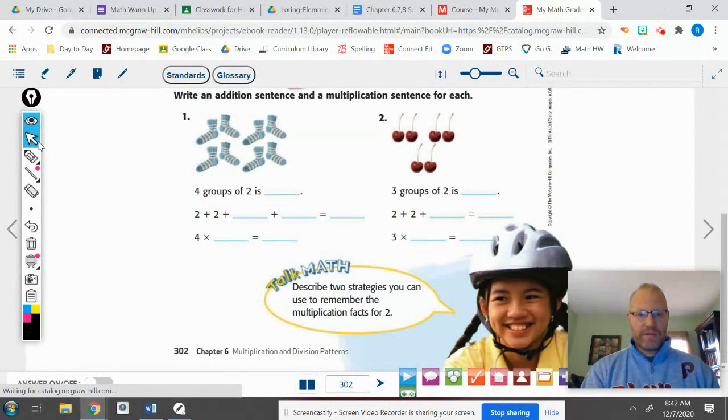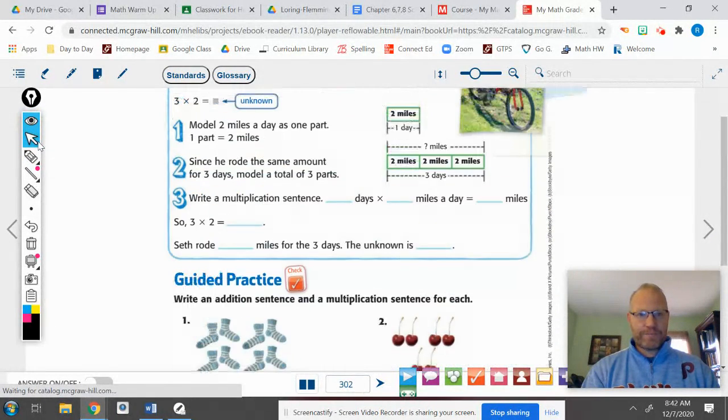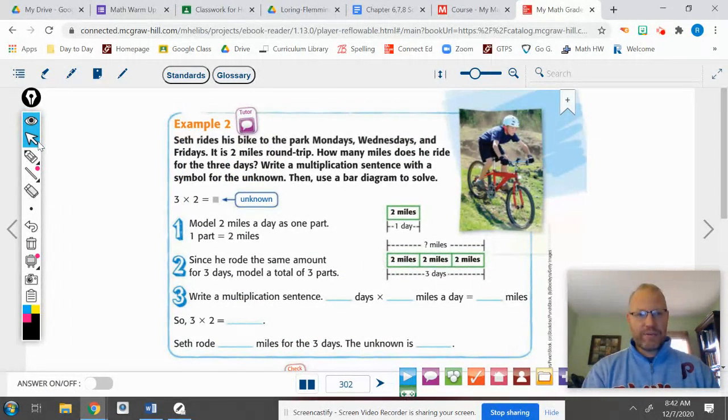So now we are on to the next page, and it's example 2. Seth rides his bike to the park on Mondays, Wednesdays, and Fridays. So how many days does he ride?